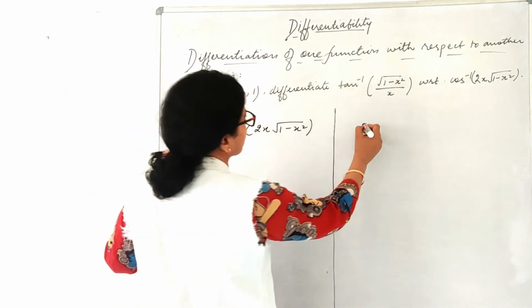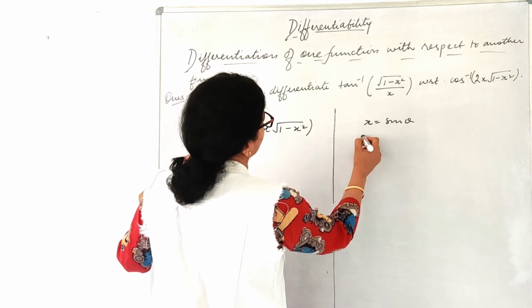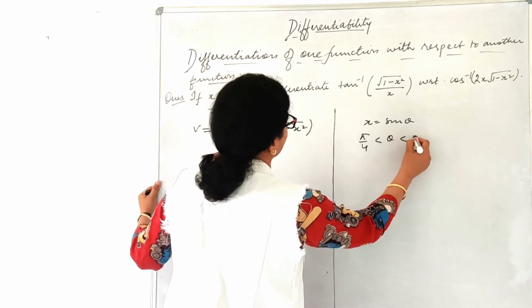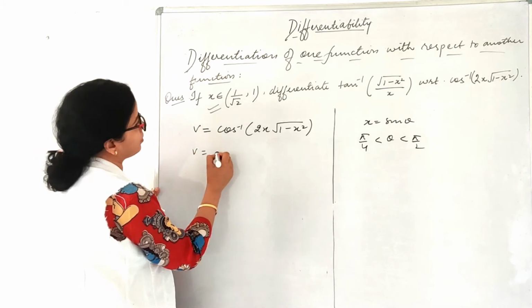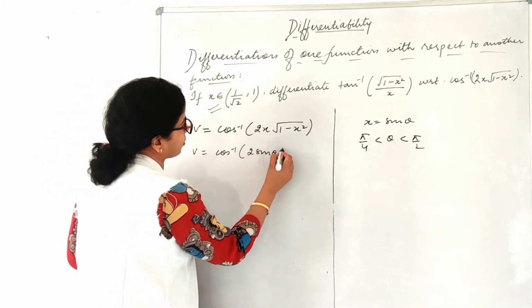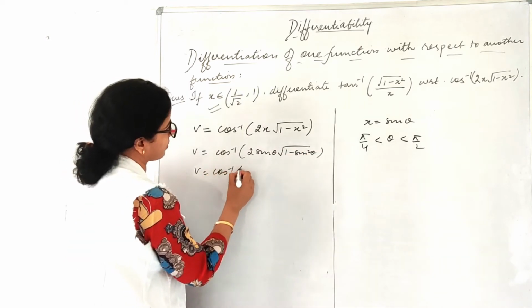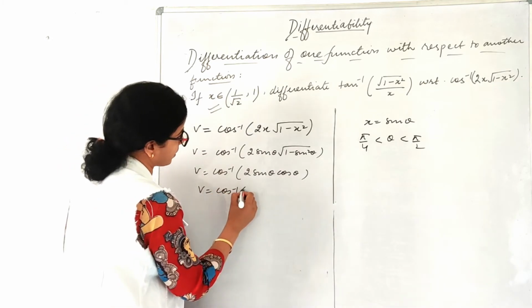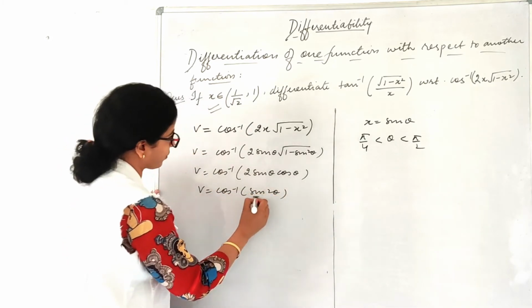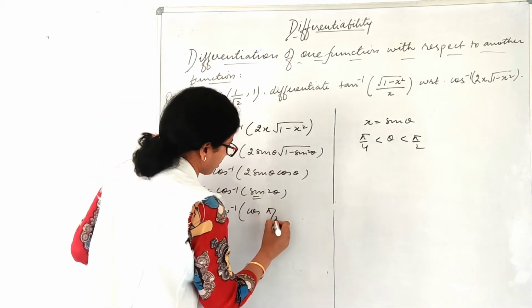And we have already assumed x is equal to sine theta, and my theta belongs to pi by 4 and pi by 2, right? Now let us check this part. So v is equal to cos inverse 2 sine theta root 1 minus sine square theta. v is equal to cos inverse 2 sine theta cos theta. v is equal to cos inverse sine 2 theta. So we have to change this part. So v is equal to cos inverse cos pi by 2 minus 2 theta.